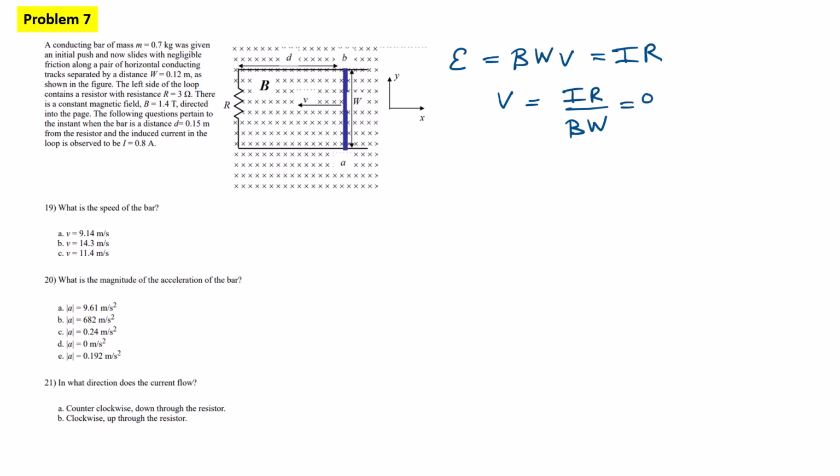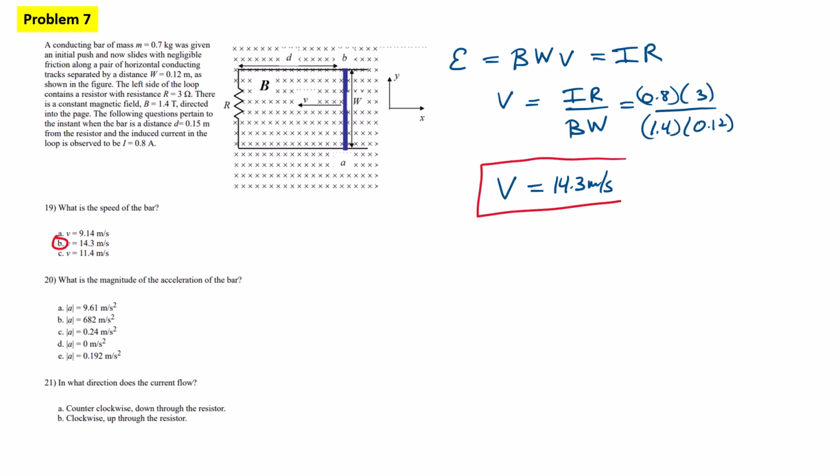Substitute in our values: 0.8, resistance was 3, field 1.4 Tesla, and the width of that bar was 0.12 meters. Go ahead and substitute in the values. We should get 14.3 meters per second. And that corresponds to choice B as being the correct answer.